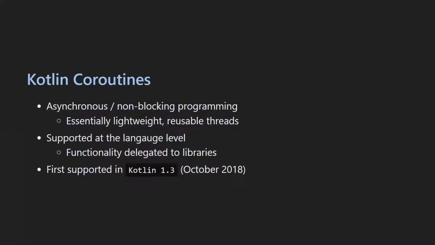So Kotlin coroutines allow for asynchronous and non-blocking programming, and they are essentially reusable lightweight threads. They're supported at the language level, and their functionality is delegated to libraries, and they were first supported in Kotlin 1.3 as of October 2018.